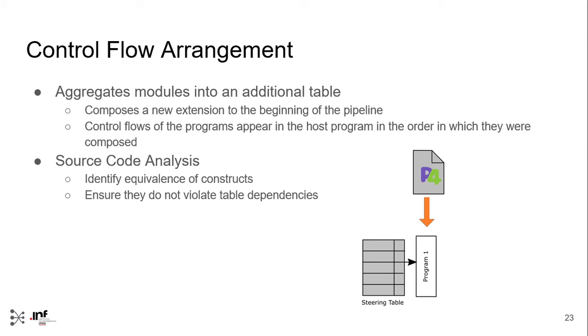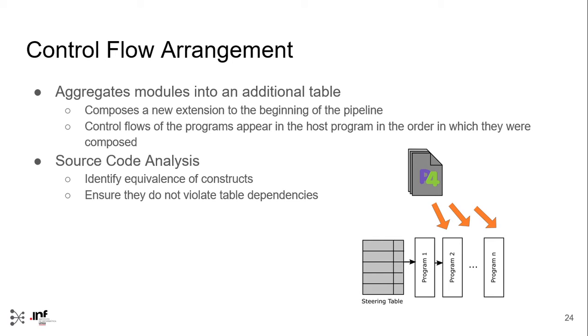After composing the deparsers, we compose control flows. The composition of control flows aggregates program control flows into an additional table, which we call the steering table. The first composed program is placed at the beginning of the pipeline, and subsequent compositions appear in the host program in order. This means that composed programs appear in the source code of the host program in the order they are composed.